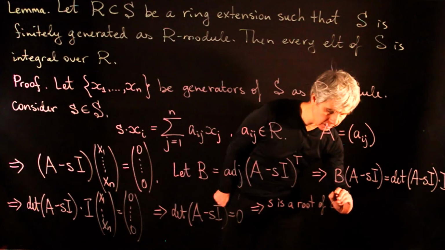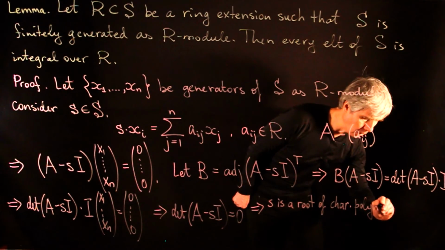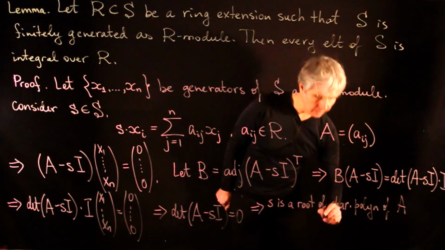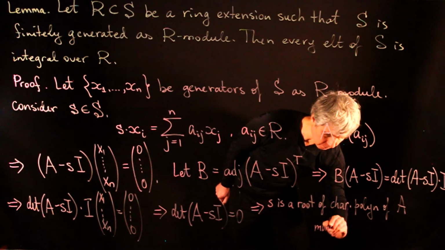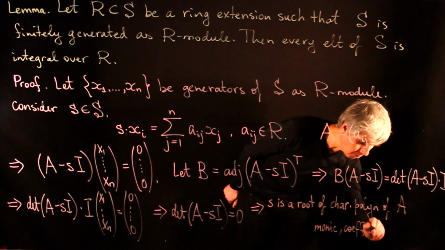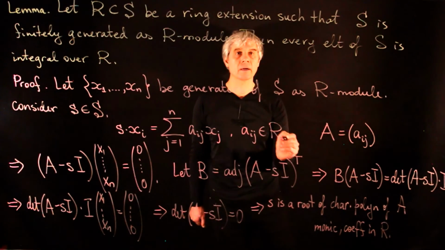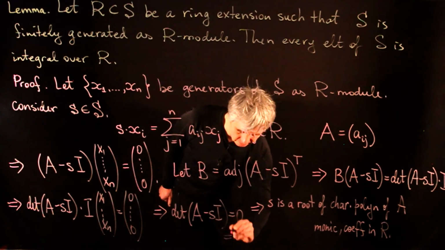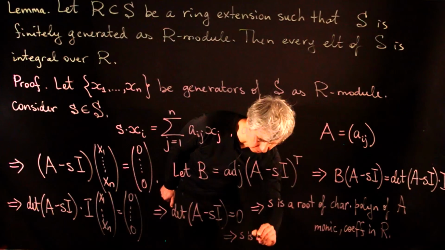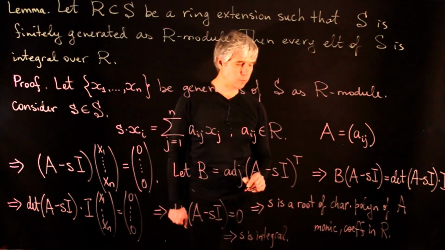of the characteristic polynomial of matrix A. And this polynomial is monic and has coefficients in the ring R, since the entries of matrix A are in R as well, which tells us that s is integral. And this is what we had to prove.